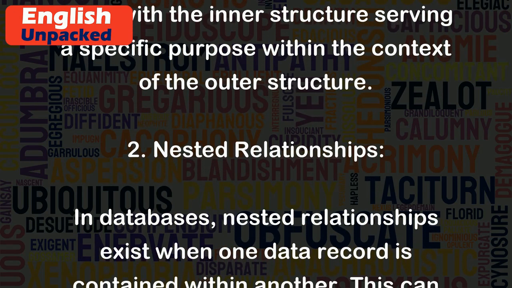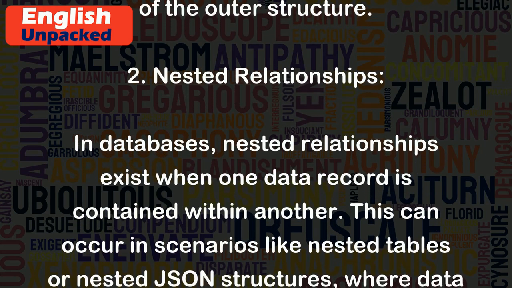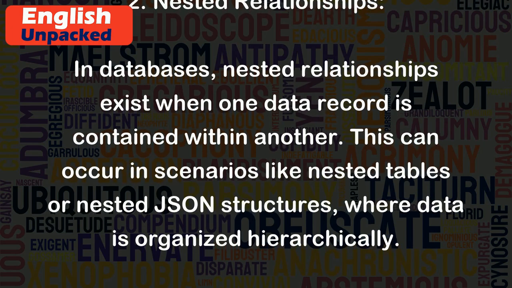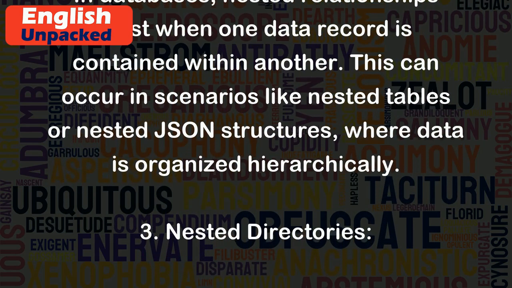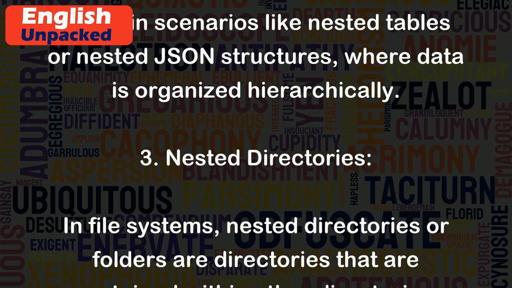2. Nested relationships. In databases, nested relationships exist when one data record is contained within another. This can occur in scenarios like nested tables or nested JSON structures, where data is organized hierarchically.